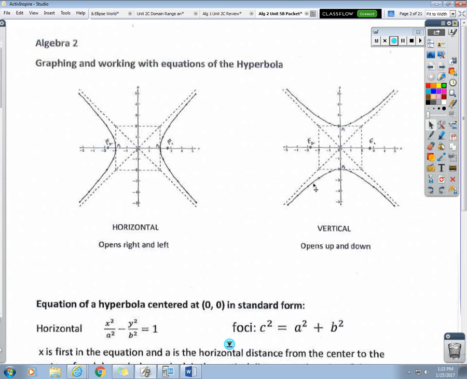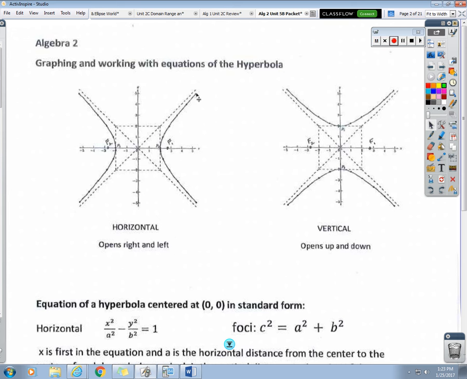Okay, this is what a hyperbola looks like. It basically looks like two parabolas graphed on the same graph. You have one opening this way to the right, and then you have another one over here opening to the left. That is known as a horizontal hyperbola because it opens right and left.